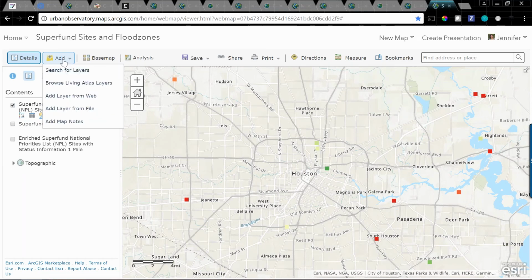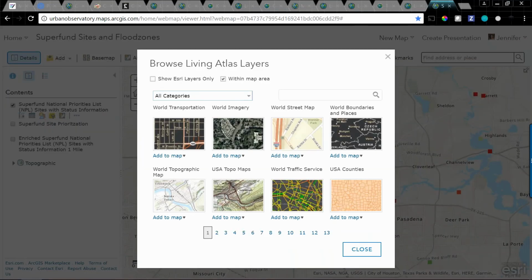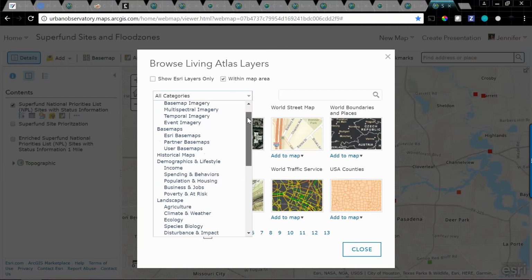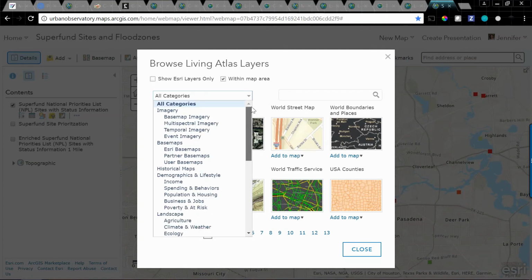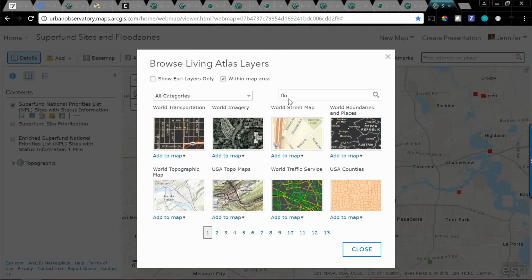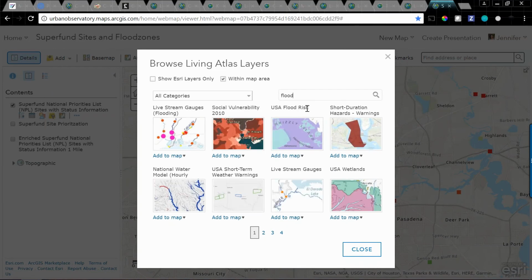So I'll go to Add and browse the Living Atlas layers. I can browse within the map or show Esri layers only, and I can select from a variety of categories and subcategories. In this case, I will search for flood. We've got all these layers that show up that are related somehow to floods, and we can hover over each of the items to get a description. I'm going to add the USA flood risk layer to my map.